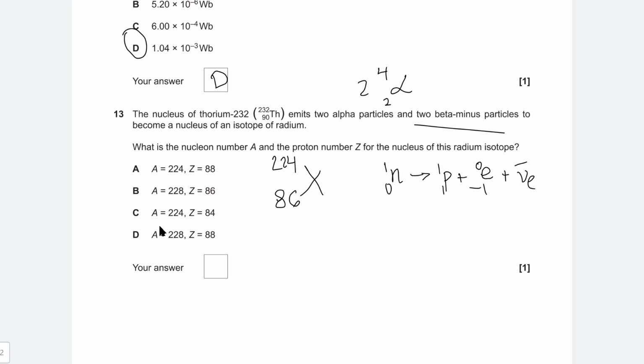Okay, but the idea is that in this beta decay, this number up here, the nucleon number, remains the same because the total number of neutrons and protons remains the same. However, because a neutron has turned to a proton, we're going to get 2 more protons, i.e. this number here is going to turn to 88. So 224, 88, correct answer is A.